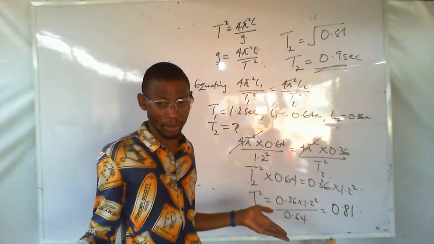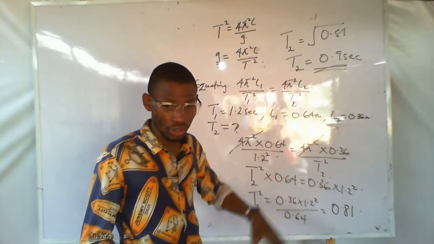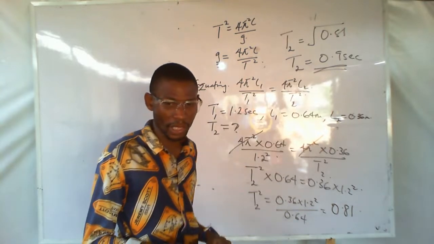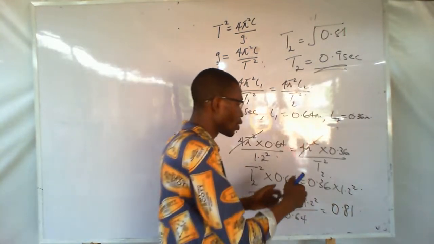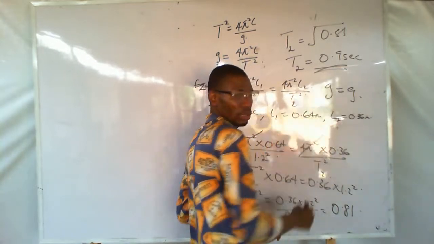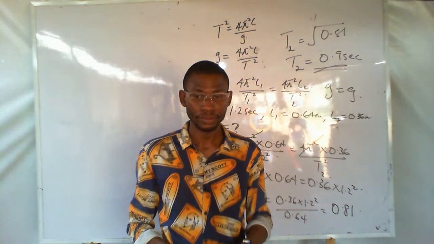So gravity is common, so we can cancel gravity out, and therefore we can have these two illustrations. I think you are getting what I'm saying. So that's exactly what this is. It's just like when you are saying gravity is equal to gravity. Can you see that now? So you can actually equate them together.